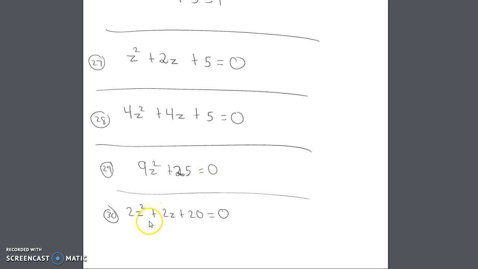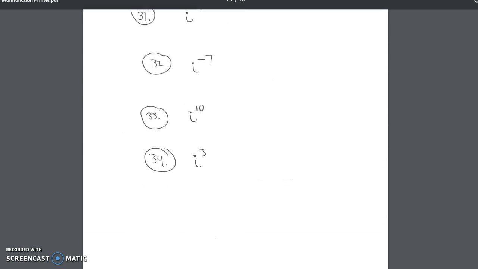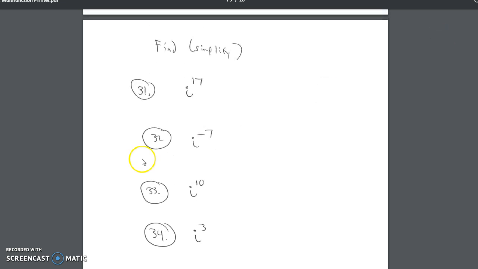And here's now number 30. You're going to need the quadratic formula. Now 31 through 34, I want you to simplify these. It's all about the multiple of 4. Like on 31, just subtract 16 from the exponent. Now on 32, you'll add 8 to the exponent. 33, you'll subtract 8 from the exponent. On 34, just do it.